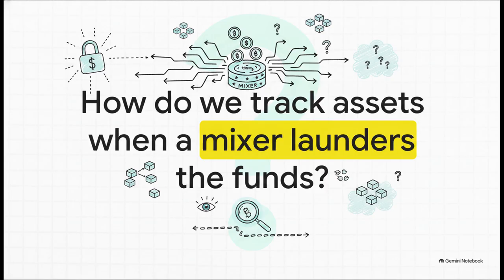But, of course, cybercriminals know we're watching the public ledger. So here's the big question. How exactly do we track assets when a target uses a tumbling service or a mixer to intentionally launder funds and break that chain of traceability?